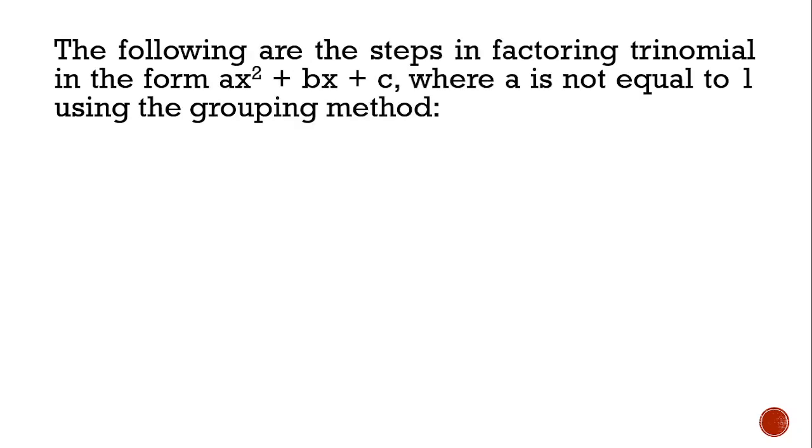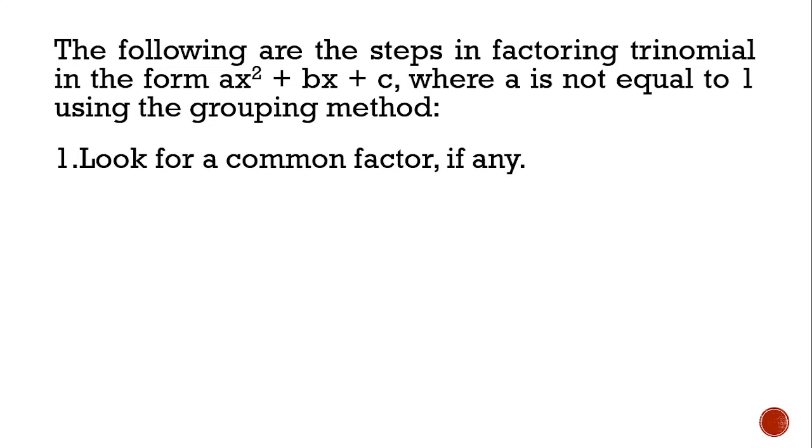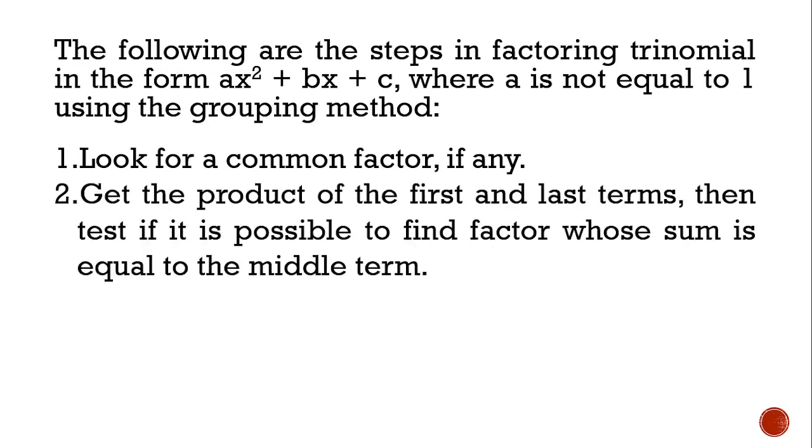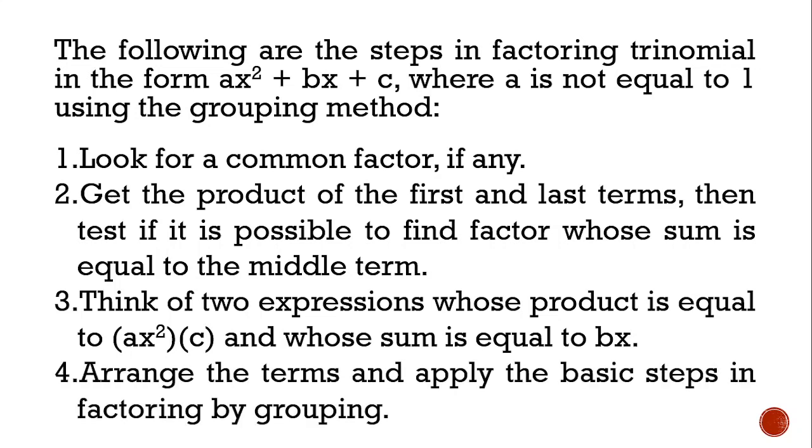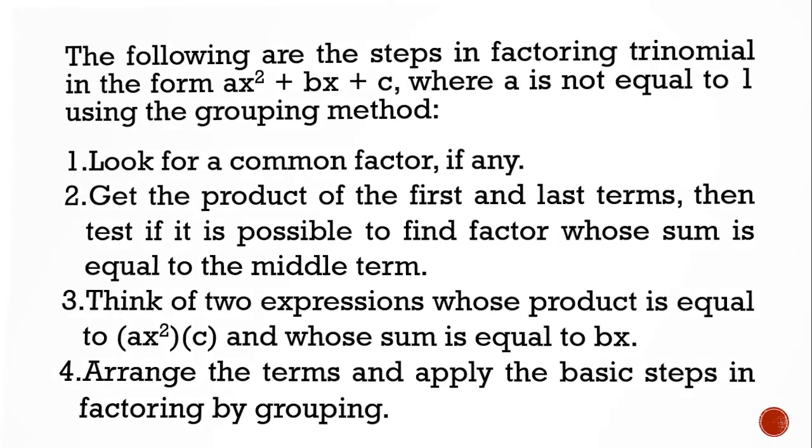The following are the steps in factoring a trinomial in the form ax squared plus bx plus c, where a is not equal to 1 using the grouping method. So, first, look for a common factor if any. Second, get the product of the first and last terms. Then, test if it is possible to find factors whose sum is equal to the middle term. Third, think of two expressions whose product is equal to ax squared times c, and whose sum is equal to bx. And last, arrange the terms and apply the basic steps in factoring by grouping.